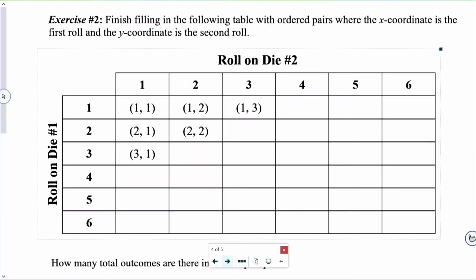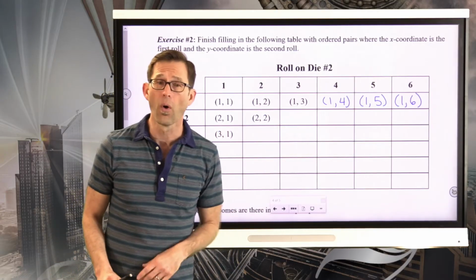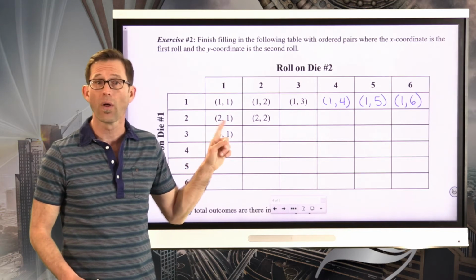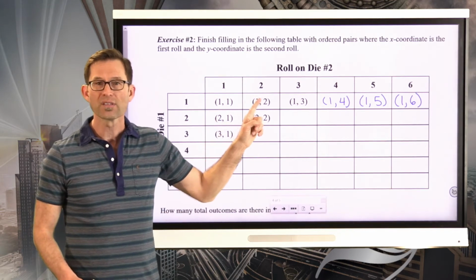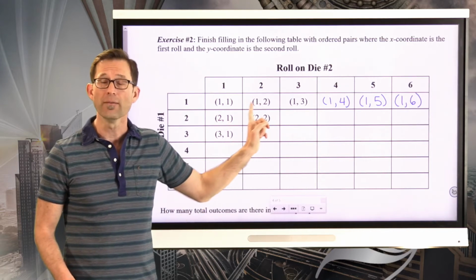going, right? The next one would be getting a 1 on the first and a 4 on the second, a 1 on the first and a 5 on the second, a 1 on the first and a 6 on the second. There's 6 different ways I can get a 1 on the first roll. But I could also get a 2 on the first roll. Now if I got a 2 on the first roll and a 1 on the second roll, that looks a lot like this one, but they're actually distinctly different things, right?